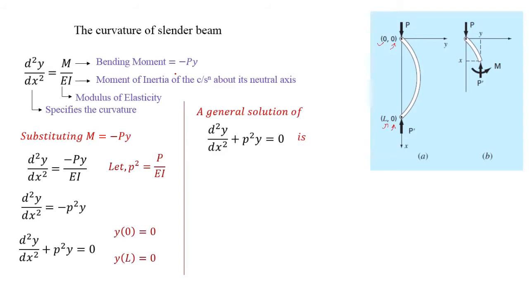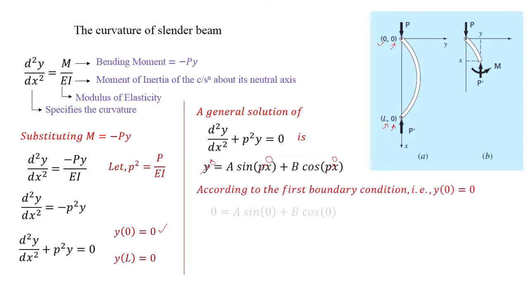Now the general solution of our equation, that is d square y by dx square plus p square y equal to 0, is given by y equal to a sin px plus b cos px, where a and b are coefficients which are evaluated using our boundary conditions. So let's first apply the first boundary condition, that is at x equal to 0, y is equal to 0. So we'll put x equal to 0, so you will get sin 0, and here we will get b cos 0, and obviously on the left hand side we will have 0. So using the first boundary condition, we will get 0 equal to a sin 0 plus b cos 0. Now sin 0 is 0 and cos 0 is equal to 1, so we are left with b is equal to 0.